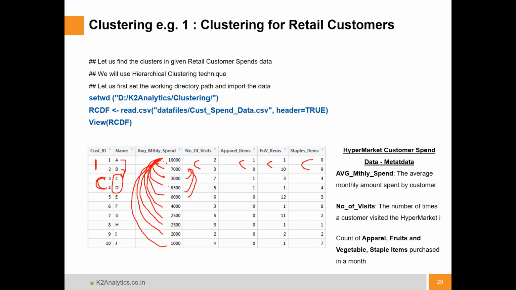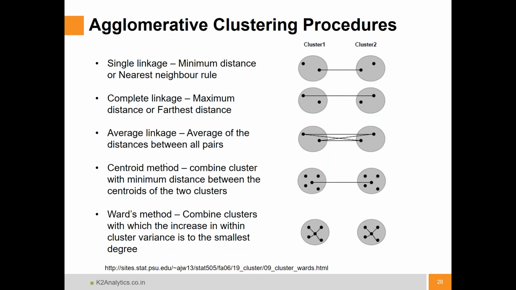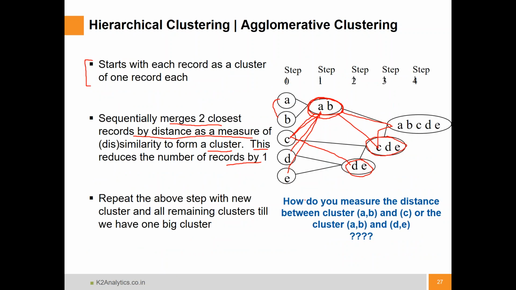And this is where linkage algorithms come into play. This is where linkage algorithms come into play. So let us try to understand what linkage algorithms are.